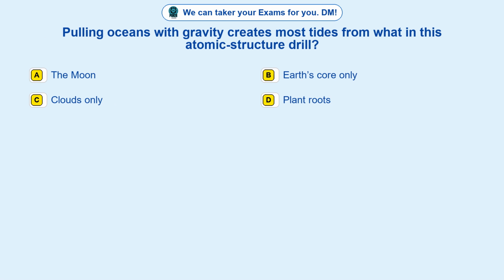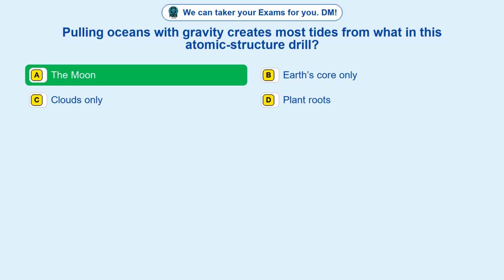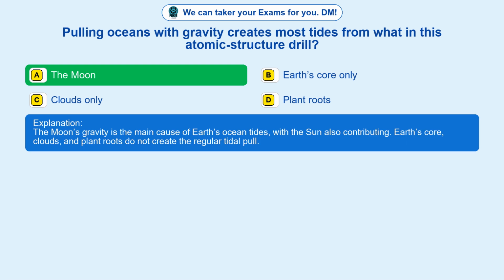Question 91. Pulling oceans with gravity creates most tides from what in this atomic structure drill? Option A, the moon. Option B, Earth's core only. Option C, clouds only. Option D, plant roots. The correct answer is option A. The moon. The moon's gravity is the main cause of Earth's ocean tides, with the sun also contributing. Earth's core, clouds, and plant roots do not create the regular tidal pull.